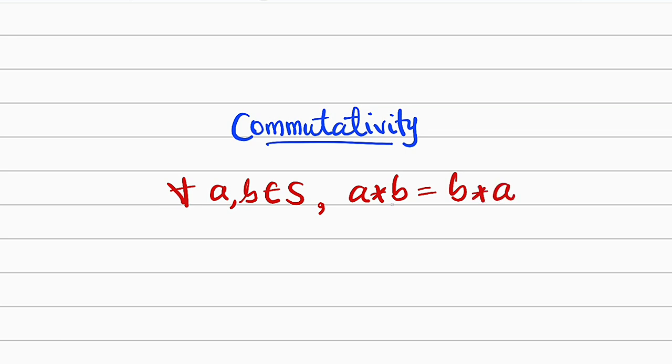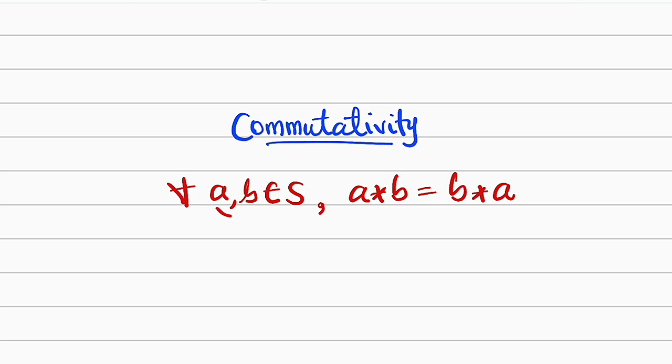It states that for all elements or members A, B of a non-empty set S, A asterisk B is always equal to B asterisk A. This asterisk, remember, is an operation. It is always defined. It could be plus, minus, multiplication, whatever.